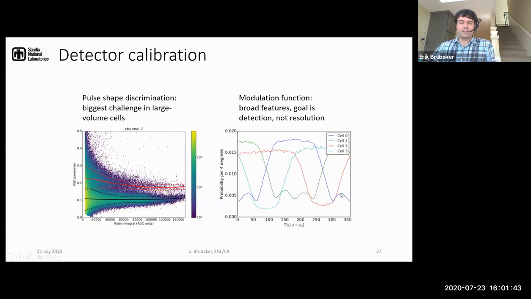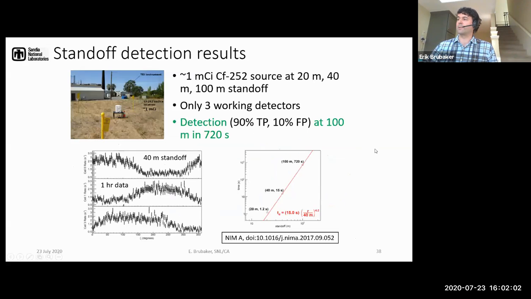So again, for the detection problem, what we're looking for is evidence of this modulation pattern. If we have a uniform background, then as the detector rotates, it'll just be flat in all of the detectors. But if there's an enhancement coming from one direction, then we'll see that modulation pattern. And so this is a result of a test where we put a californium source out at 100 meters. This is a stronger source than what I mentioned in a couple slides ago.